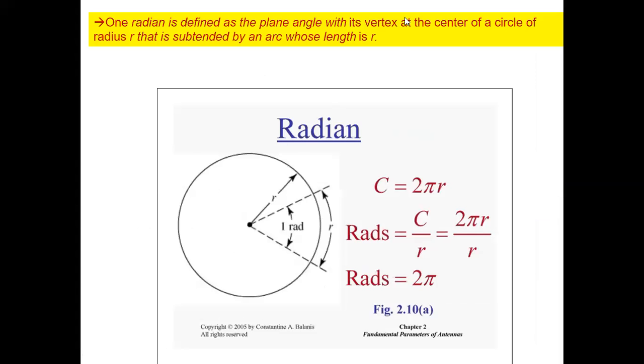So I think with this, I have explained the basic parameters of an antenna, and in our next class I will be explaining the remaining parameters. Thank you.